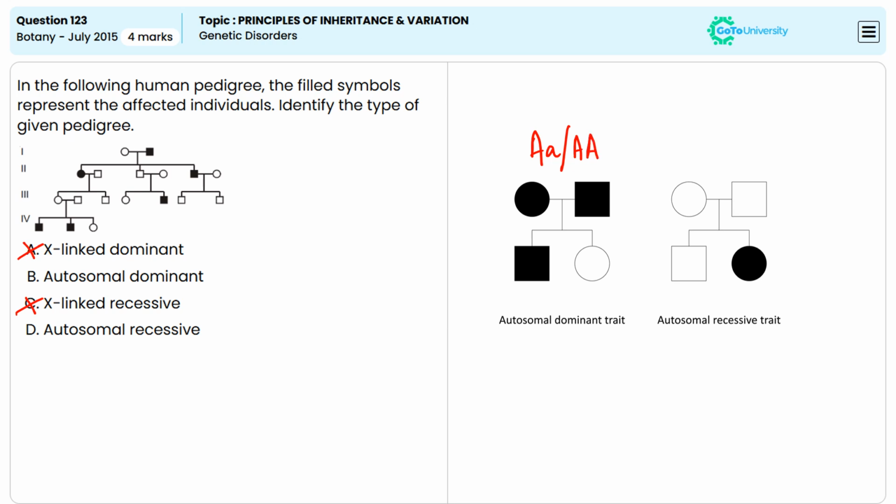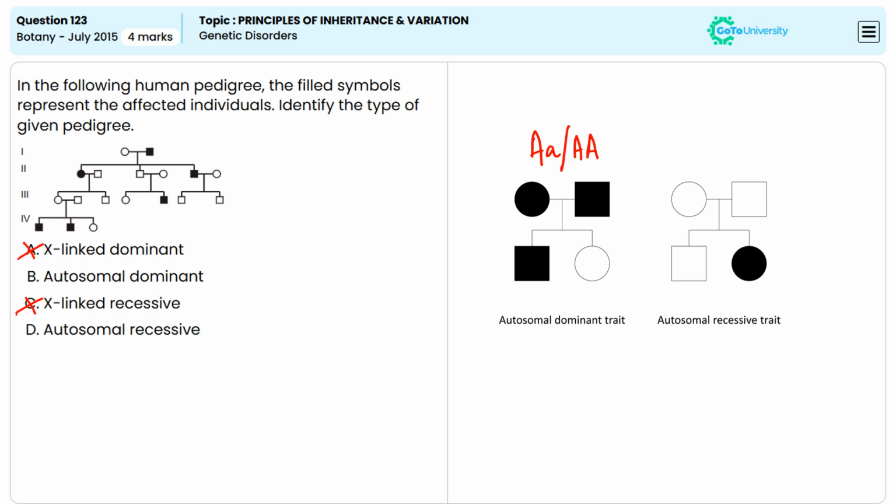Now, there are no carriers in autosomal dominant inheritance. An affected person will show the trait. Now, coming to autosomal recessive trait, it can skip generation. That means an affected child can be born to unaffected parents if both parents are carriers of the recessive allele.